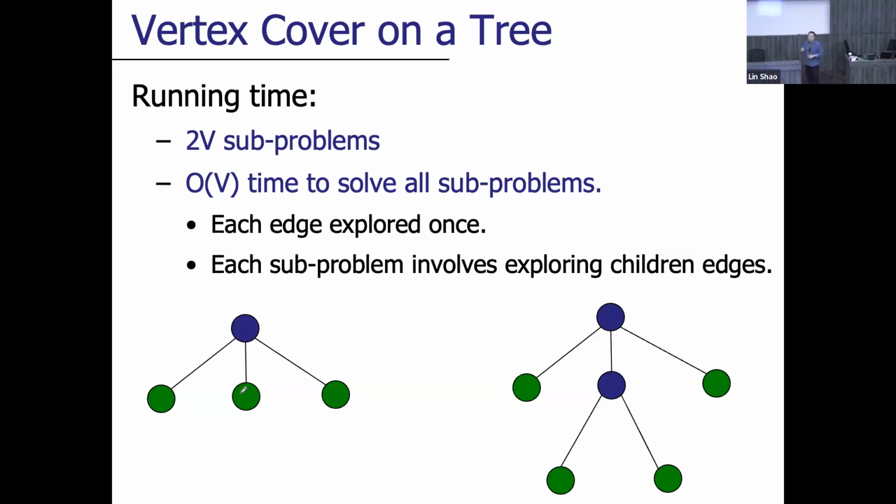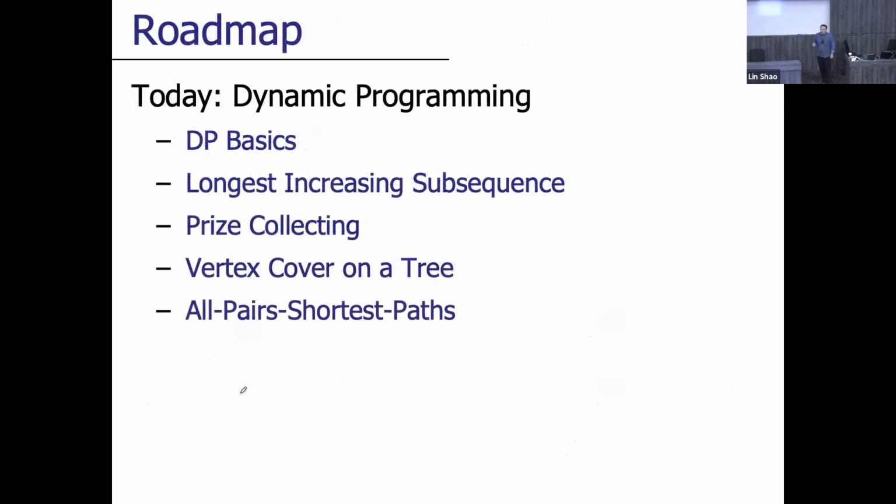Why? Because we will realize that in order to solve each subproblem, we just explore all the children's edges, and every edge is explored only once. So this is a tree with V nodes. There will be V minus 1 edges, so it takes order of V time to solve all the subproblems. All right, are we all good about this? Okay. So this concludes how we are going to apply dynamic programming to solve vertex cover on the tree.